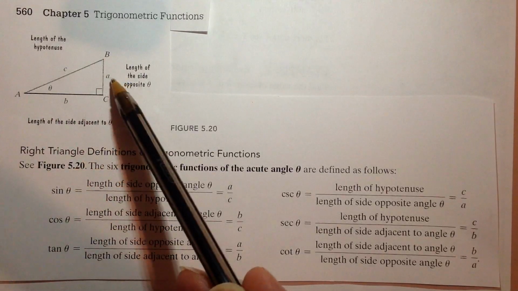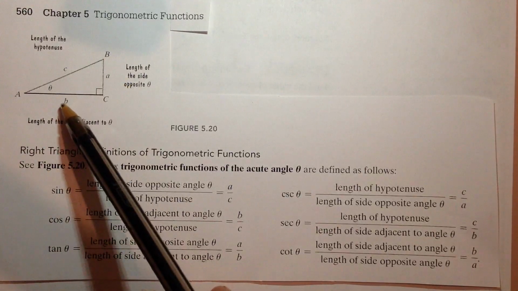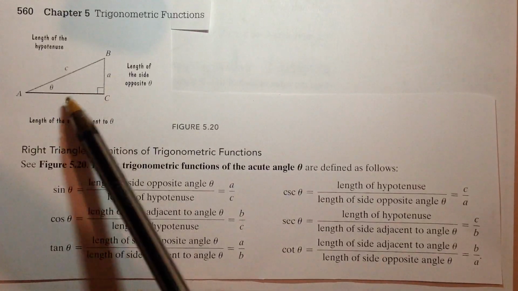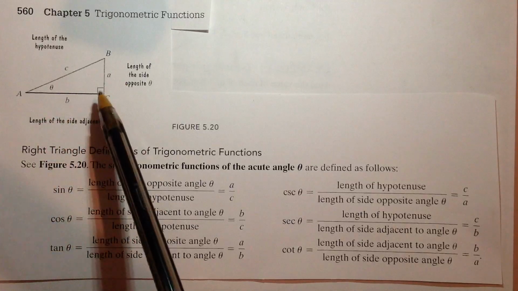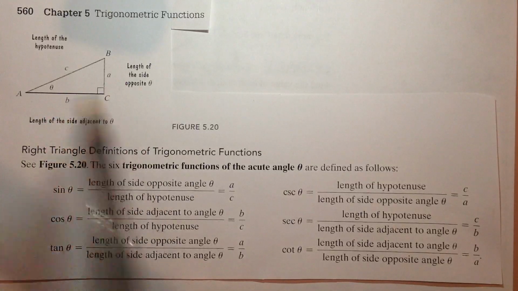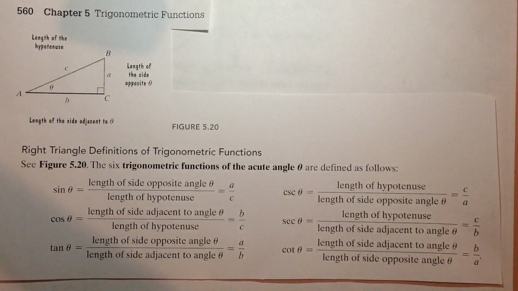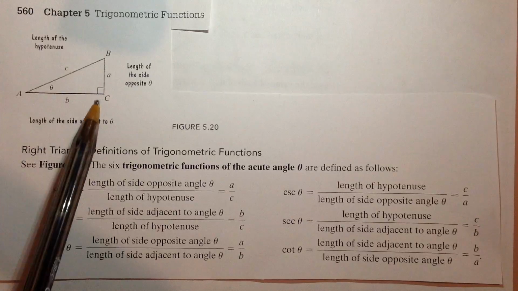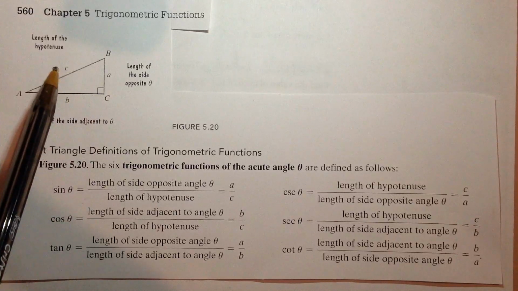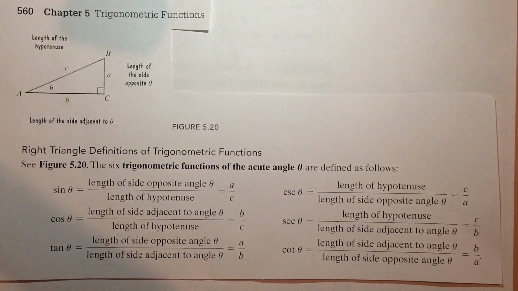The two legs, A and B, are closest to, and they are adjacent to angle C. In other words, they're right next to angle C. So A and B are your legs. The side opposite the right angle, which is C, is the hypotenuse.